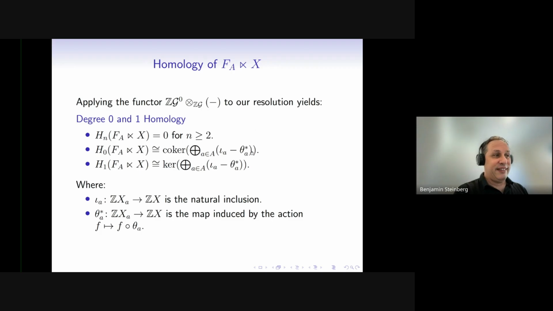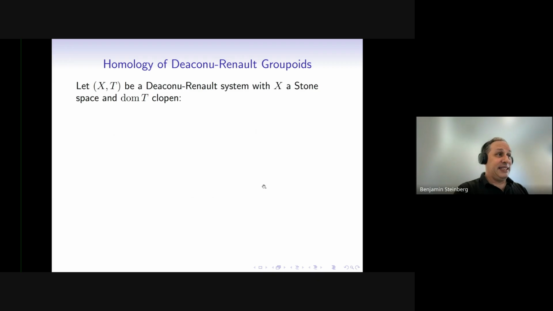So this upper star is the same thing as theta_A inverse lower star, by the way. Theta_A upper star is the same as theta_A inverse lower star. So I could have written it that way. I'm not sure, maybe I should have. So anyway, it's something that you can write down explicitly as cokernels and kernels. So for instance, you can use this to get the homology of a Deaconu-Renault groupoid, let's say with Hausdorff space and the domain clopen.